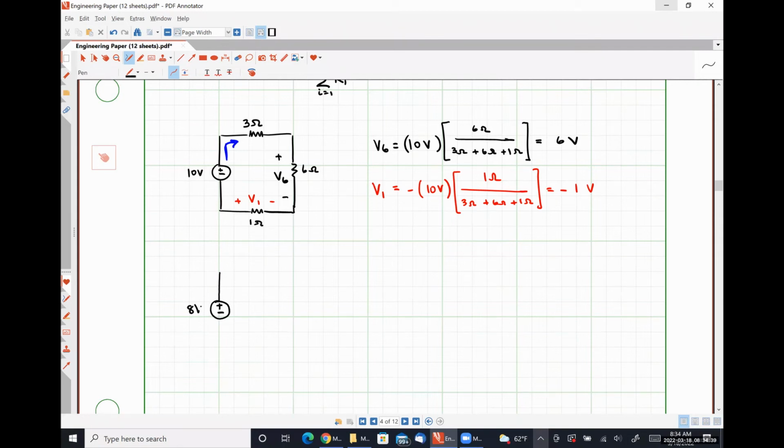So let's say that I have an 8-volt source. I have a 2-ohm resistor. I have an 18-ohm resistor in parallel with a 9-ohm resistor. And then I have a 3-ohm resistor down here. And I am looking for this voltage, which I'm just going to call Vx.